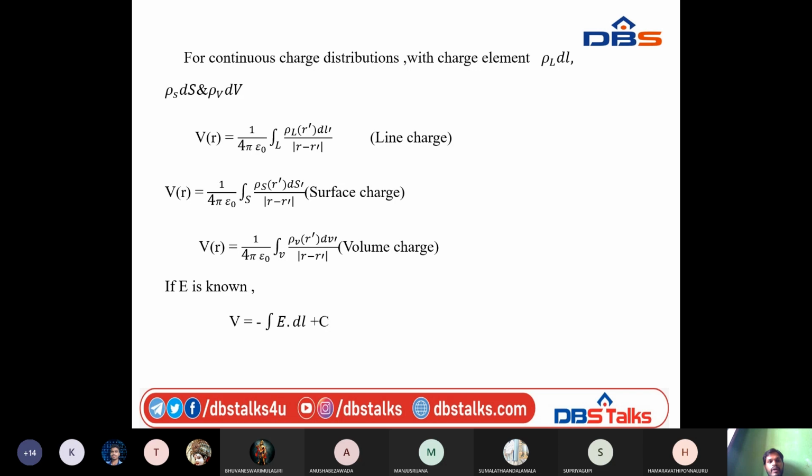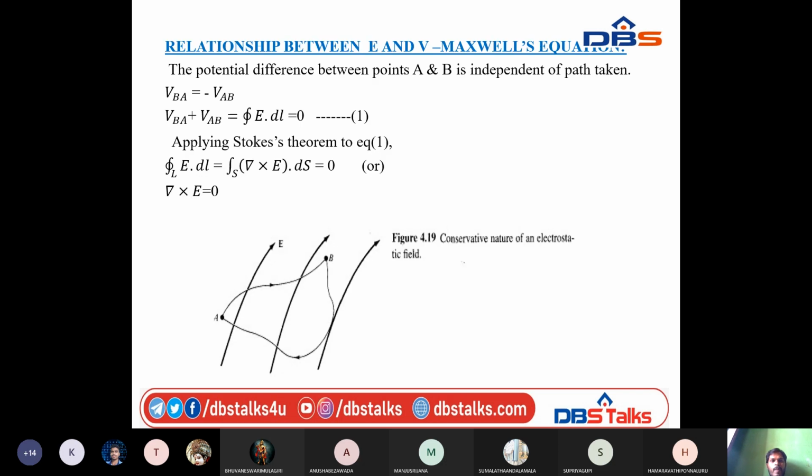The same potential can be applied for a line charge, for a surface charge, and for a volume charge. From this, I can conclude that V is equal to minus the integral of E dot dl plus C, where C is a constant, right? At the same time, suppose I bring my point charge from B back to point A.